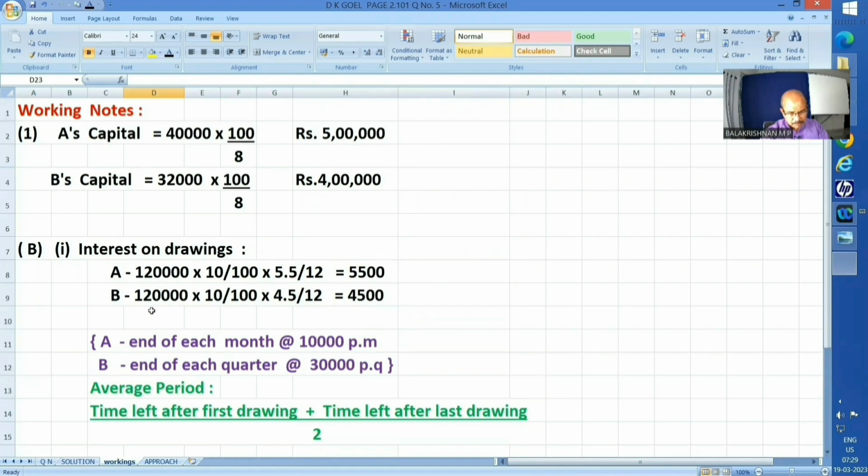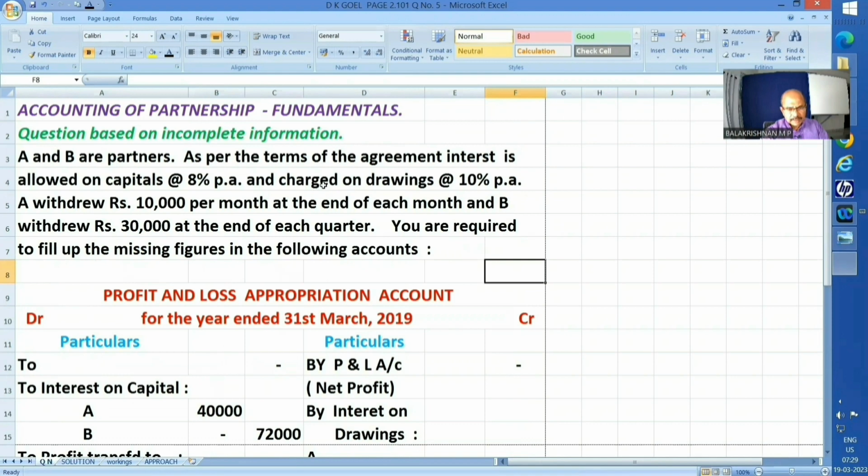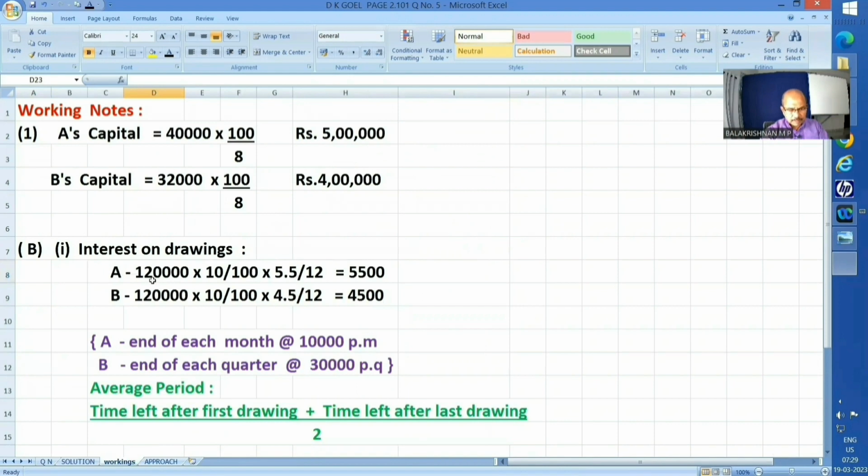1,20,000 each, I already explained to you. Rate has been given as how much? The drawing rate is 10% per annum. Okay. So this 1,20,000 into rate into 5.5 upon 12. In respect of A, it is 5,500. In respect of B, it is 4,500.